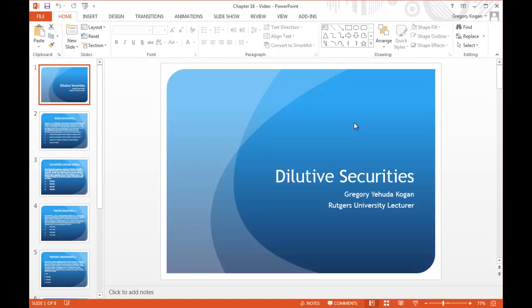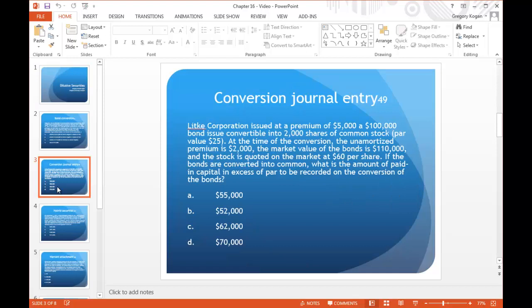Hello, I wanted to continue with bond conversion, dilutive securities, and go over a journal entry of how we book bond conversion to equity. So, how does a bond move to equity? The example here I'm going to use is Litka Corporation issued some securities at a premium, and the bond issue converted into 2,000 shares of common stock.